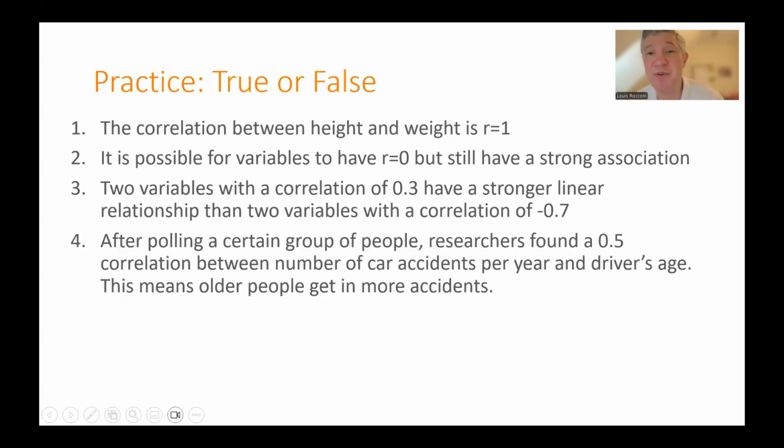After polling a certain group of people, researchers found a 0.5 correlation between the number of car accidents per year and the driver's age. This means older people tend to get in more accidents. So it's a positive correlation, right? It's saying that as age increases, the number of accidents also tends to increase. It's not necessarily saying that that's a causal relationship, but there's some type of relationship between those two.